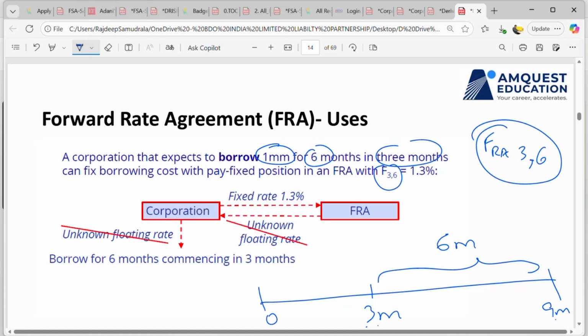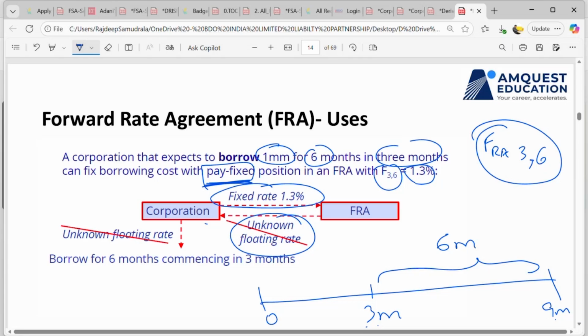They are saying he is pay fixed, meaning fixed pay, and they are telling you the rate is 1.3. Brilliant, my work is done. Now look here, the company is paying 1.3, and the company is receiving floating, correct? Now floating is unknown, right? But this is my notation.